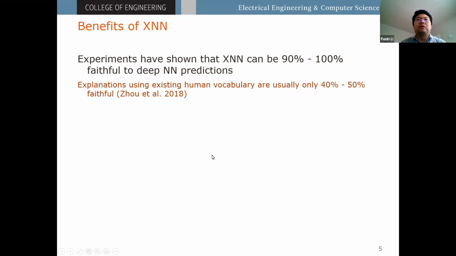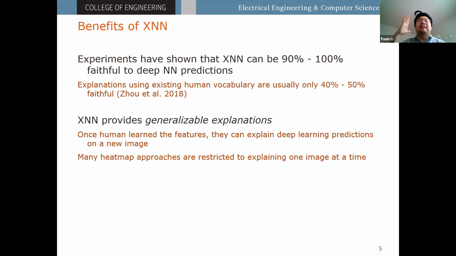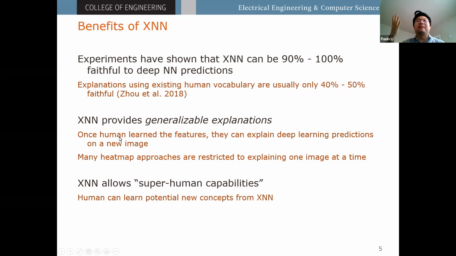So that's this approach. Besides, if you use something like XNN and manage to make humans learn the features, maybe they can explain deep learning predictions on a new image. So not only on the current image, but also on a new image. For example, if you realize that the classification is mainly based on feet, then you can say that in a new image, it's still going to be based on feet. So maybe this could create something we strive for in the explainable AI community: superhuman capabilities, where humans can potentially learn new concepts from this XNN framework.